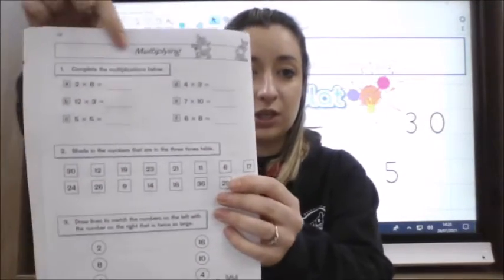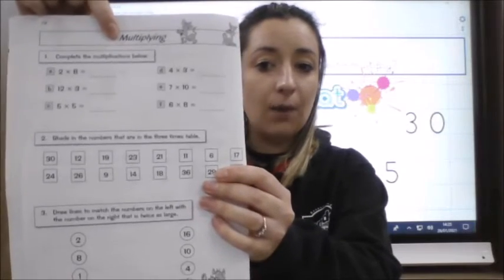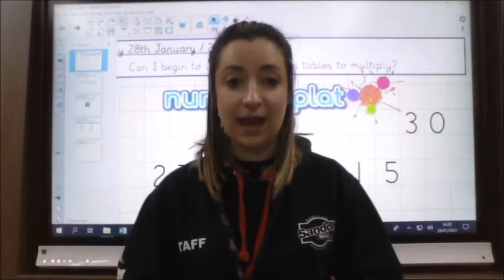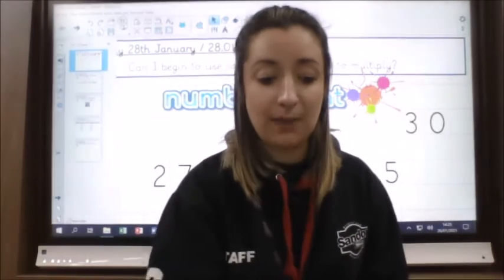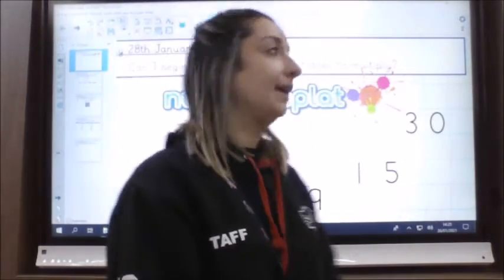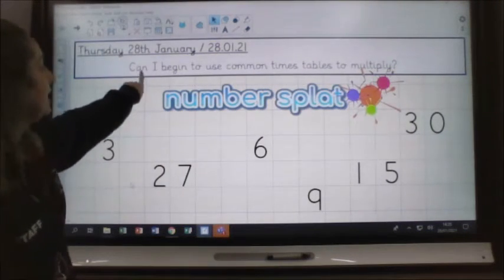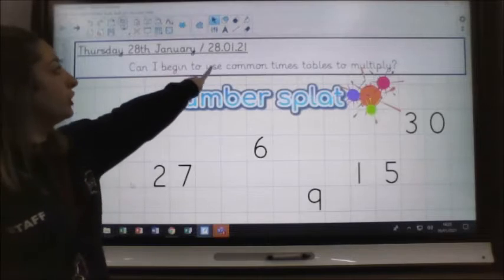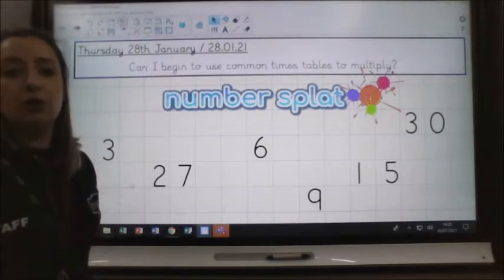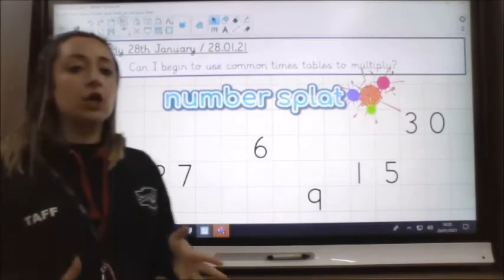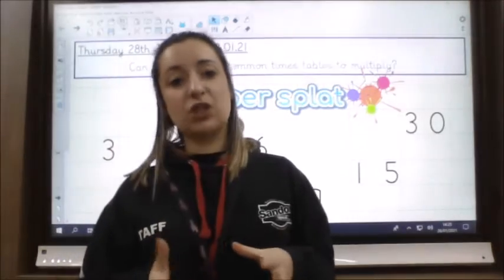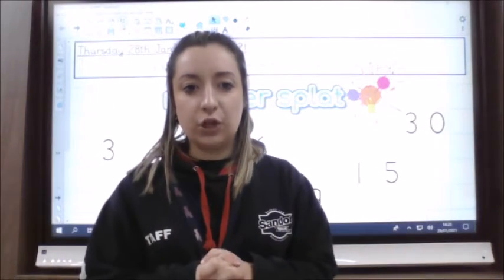Now you'll notice at the top here, we are now multiplying. Now we have been subtracting this week, haven't we? So I'm going to look at my learning question for today. It says, can I begin to use common times tables to multiply? And when we say common times tables, it's the times tables that we already are pretty secure with.